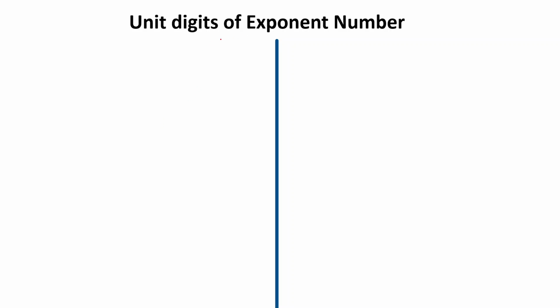Now coming to the unit digits of exponential numbers. An exponential number means x to the power of n, where n will be a natural number. Now coming to that, I will start with the 2 table. 2 to the power of 1 is equal to 2, 2 to the power of 2 is equal to 4, and 2 to the power of 3, and so on: 8, 16, 32, 64 and 128. Now I will stop here.